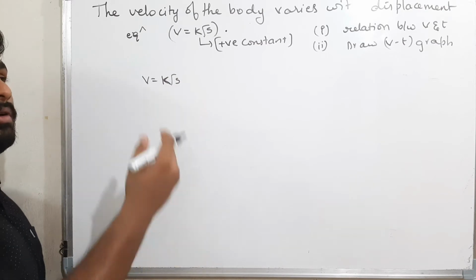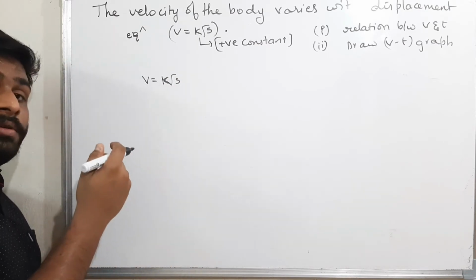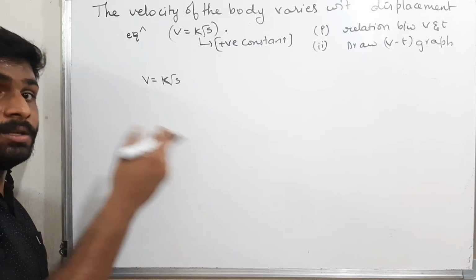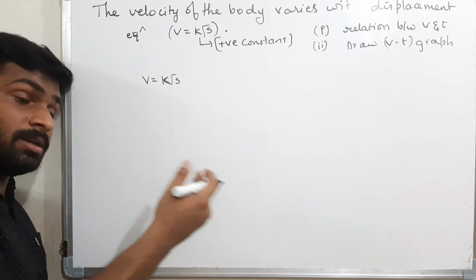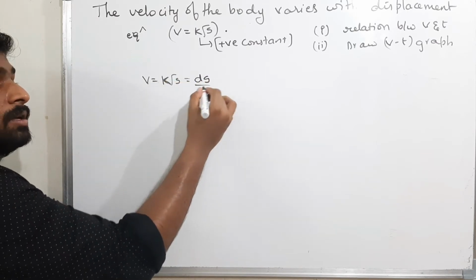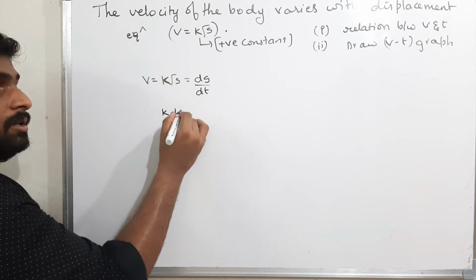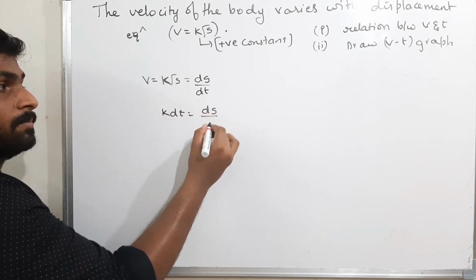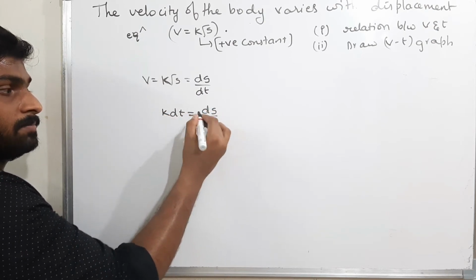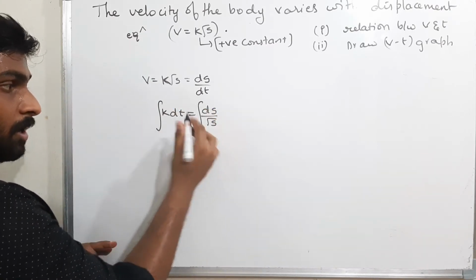Now first of all, if I want to derive the relation between V and T, before that I have to find the relation between S and T. How can I find the relation between S and T, displacement and time? Now see here, V is nothing but ds by dt. Therefore, what can I do? K into dt is equal to ds by root s. Now what I am doing? I am starting to do integration on both sides.